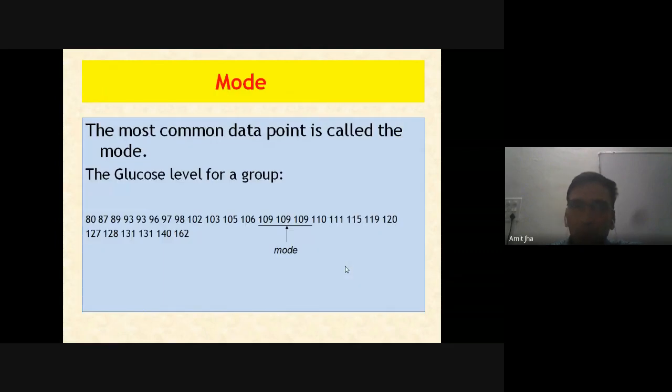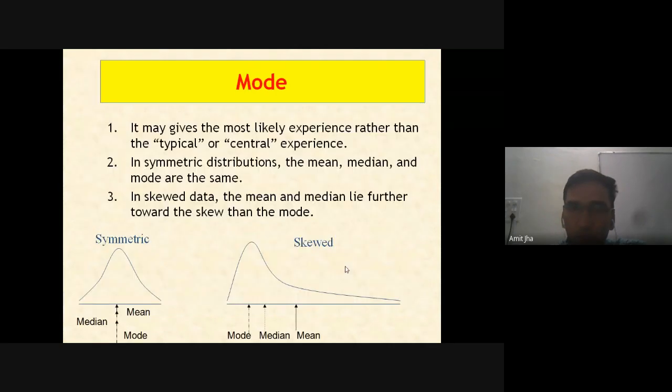And now coming to the mode. The most common data point is called the mode. Say here also, the glucose level for a group. A number can be a variable if data is represented. So the data which has the highest frequency will be regarded as the mode. In this case, if you see, we find that 109 has been repeated thrice. Since it has the highest frequency, that's why it is called the mode of the group.